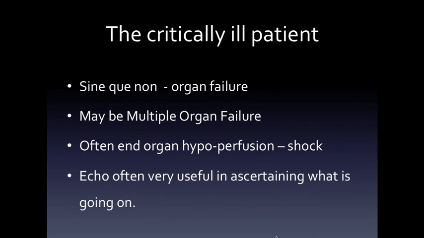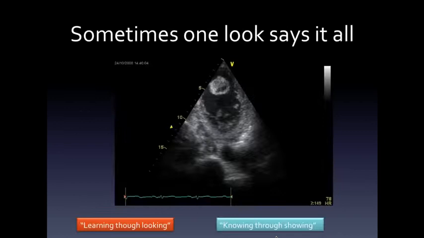Of course, the sine qua non of the critically ill patient is organ failure. That's why we get to see them in the settings we do. And of course, there may be multiple organs at stake. Being a cardiologist, I really care about the heart. And the biggest question we need to know is, where does the heart sit in the sequence of events that has rendered the patient ill? And I would maintain that the echocardiogram is among the most useful tests when it's correctly used to get us that far. That's all fairly obvious, I think.